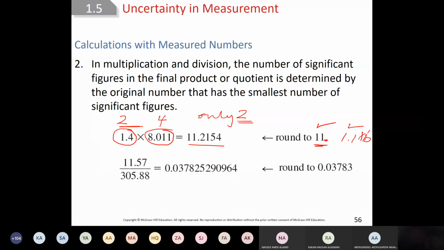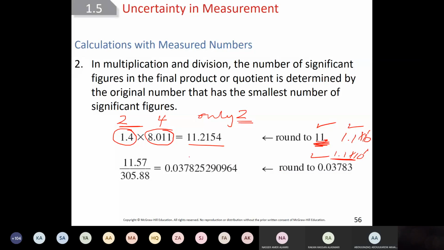10 to the power 1. 1.1 times 10 to the power 1. Which is the correct answer? This one or this one? Both are correct. But which one is better? Scientific. The second one is better because of that.